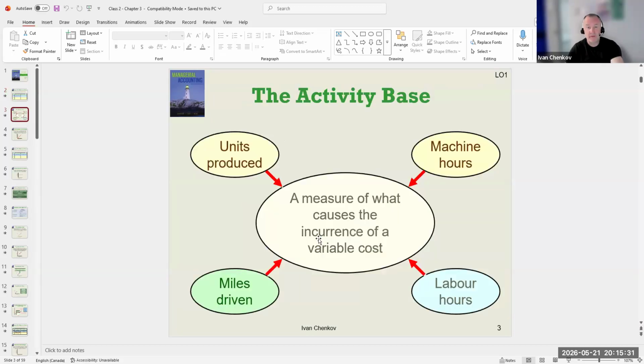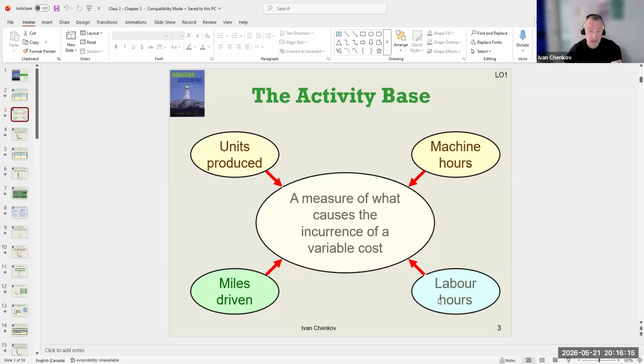So what does that mean? What's going to drive the variable cost? So many things. Units produced: the more we produce in order to sell, the more variable cost we're going to have. The less we produce, the less variable cost. The other thing is machine hours driven. If our machine works more hours, then the cost is going to go up. Variable cost for the electricity, let's say, or for the material used for that machine is going to go up. If less is used, less variable cost.